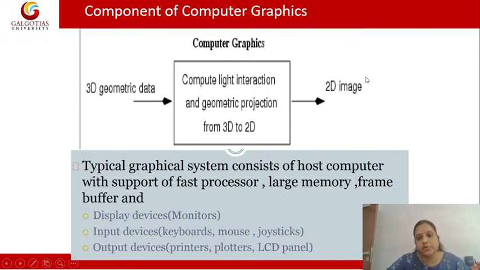Now, the components of computer graphics. Computer graphics is a collection of various types of devices and various types of components. 3D geometric data will be converted into a 2D image through computer light interaction and geometric projection from 3D to 2D. Typical graphical systems consist of a host computer with support of a fast processor, large storage, and frame buffer. Display devices comprise monitors and printers; input devices are keyboards, mouse, joystick, etc. And output devices are the printers, plotters, etc.